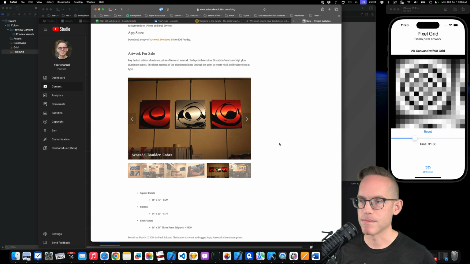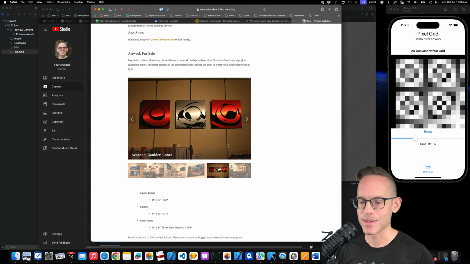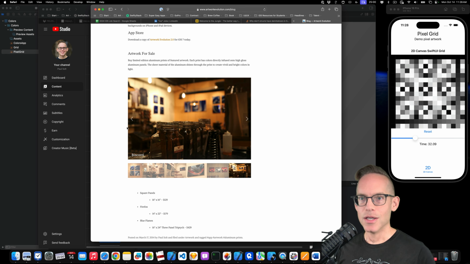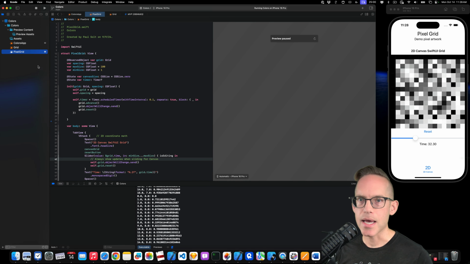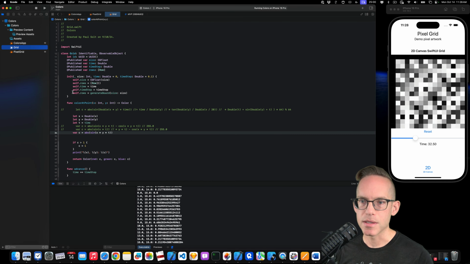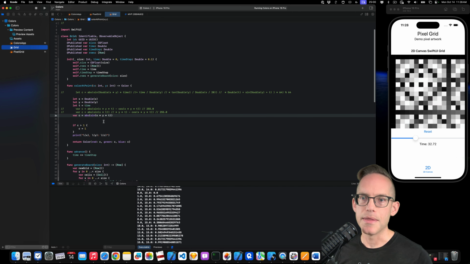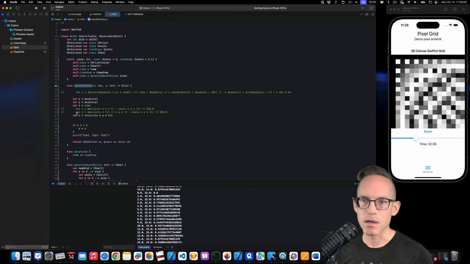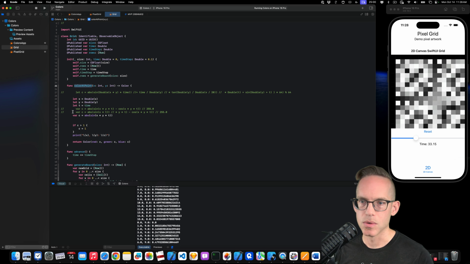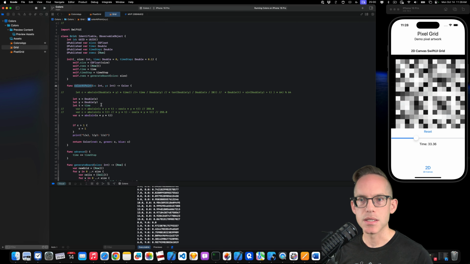It's probably my highest selling piece. Everyone seemed to like that one. So that is the app that sort of inspired this idea. I've got this whole concept of a grid, and then in the grid, I am creating colors at points. So that's all this is, and it's just a math equation.